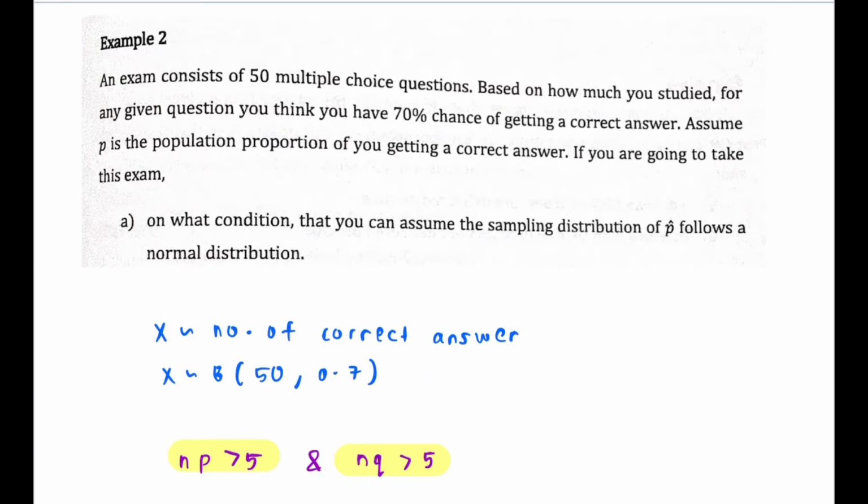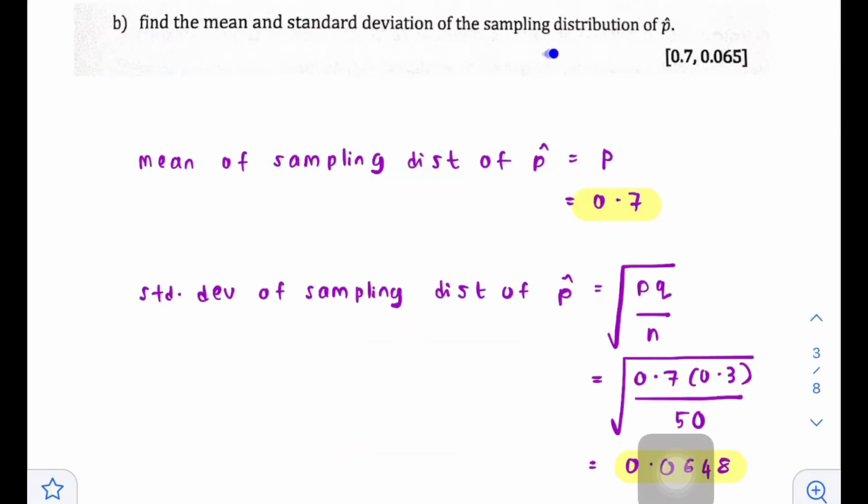Part B, find the mean and standard deviation of the sampling distribution of P hat. So the mean of the sampling distribution, symbolized as mean of P hat, is also equivalent to the proportion from the population, which is 0.7. So mean of P hat is always equivalent to P.